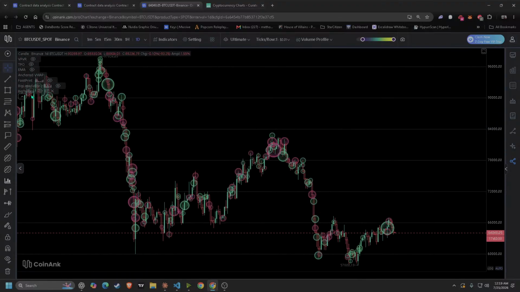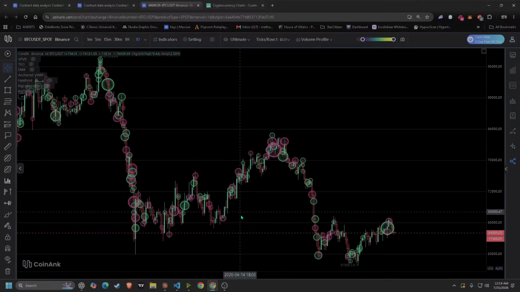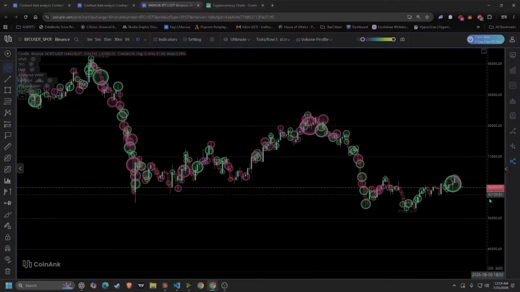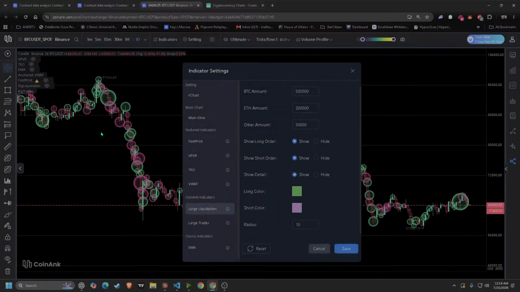Too much. These are big trades. Big trade, 50,000 for Bitcoin. That's in, I assume, US dollars.